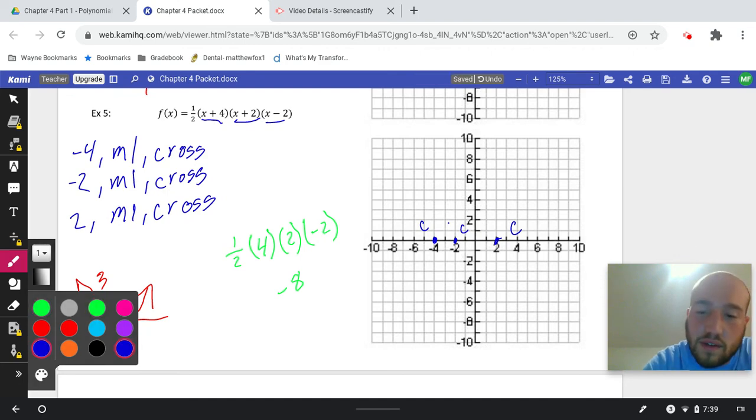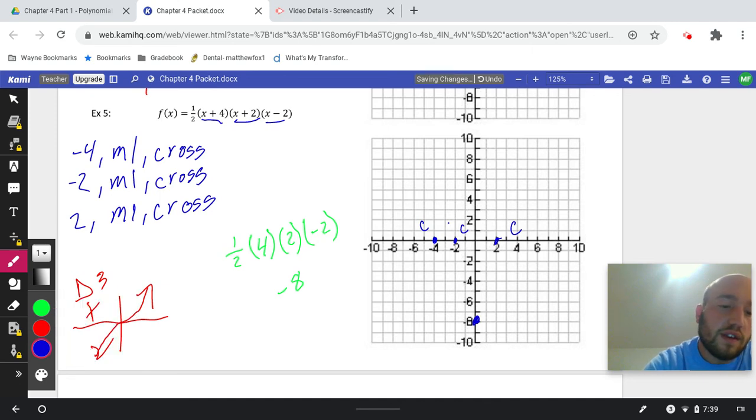So down here at 0, -8, it has to cross there. So once again, it starts low. It crosses at this point, hooks back and crosses at the -2. It's got to go all the way down to the -8, we know. And then it cuts back up and crosses through 2. And we put an arrow on each end, and we are done.